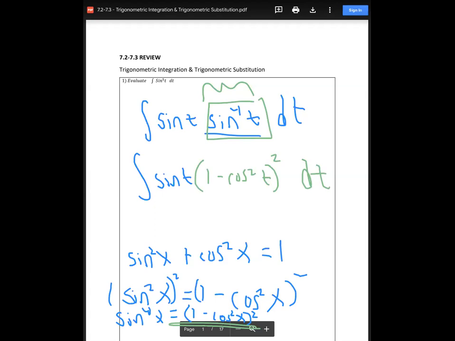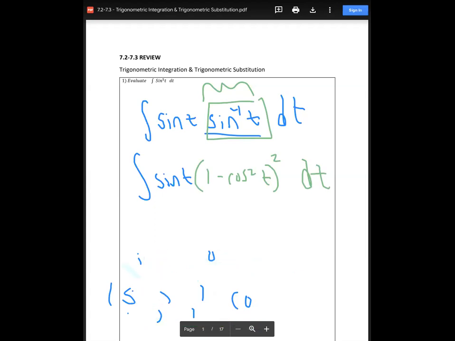Yeah, it does. Okay. So I'm going to erase everything over here. But now what we're going to be doing is kind of just expanding and then integrating.